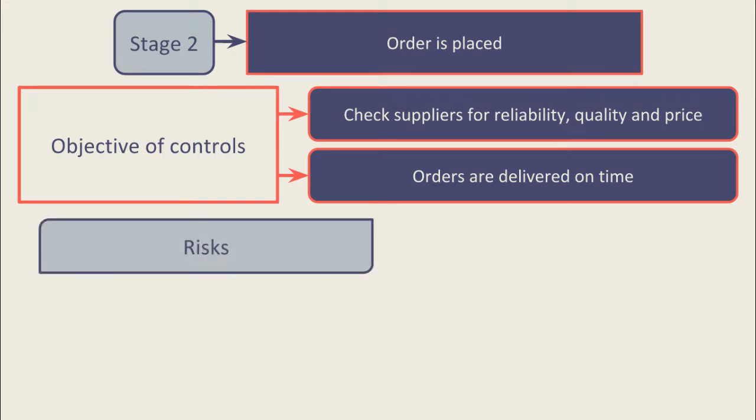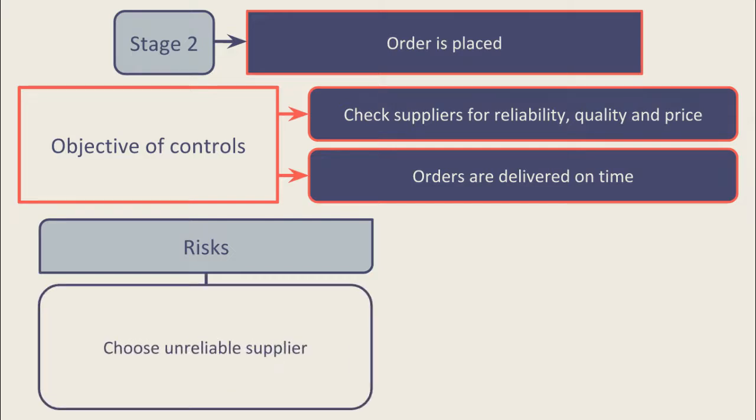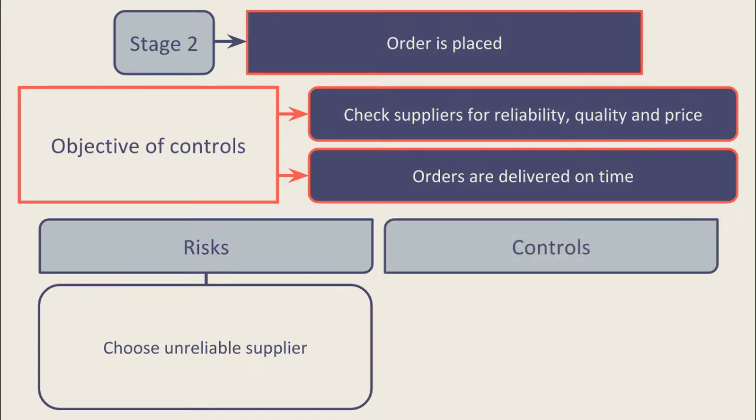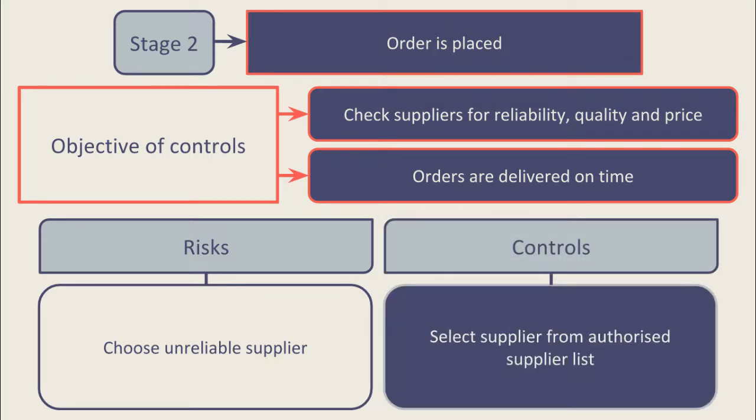A risk could be a supplier is used who is not reliable and delivers late, leading to a delay in production. A control could be to select a supplier from an authorised supplier list. This list could be authorised by senior officials and regularly reviewed to ensure suppliers' quality and price have not changed.